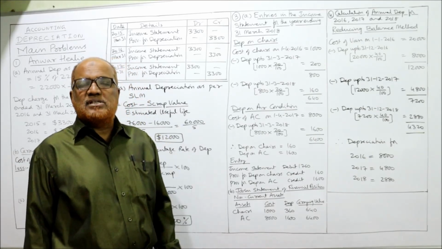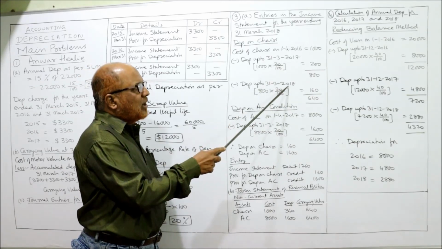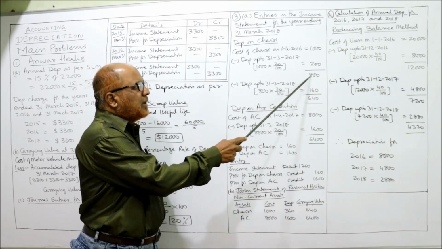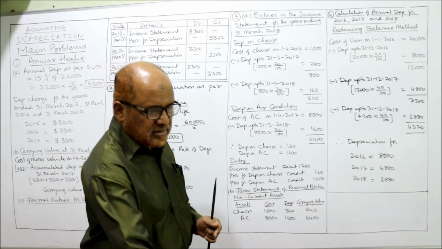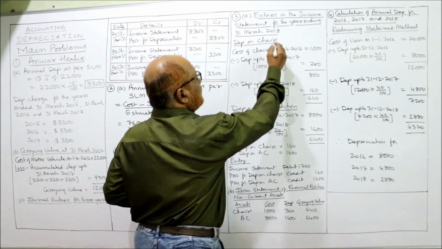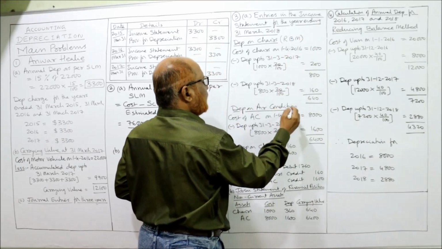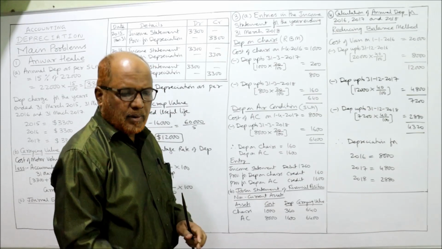Now the second year depreciation, 31st March 2018. 2017 is completed, now we are in 31st March 2018. Now 800 into 20 by 100, because we are following the reducing balance method. Here I will write down reducing balance method. And for the air conditioner it is the straight line method. It is given in the problem.